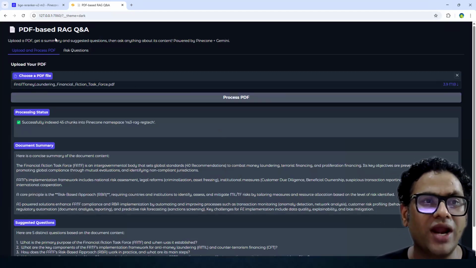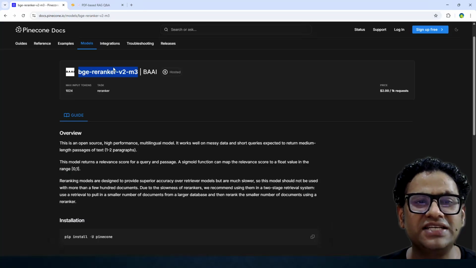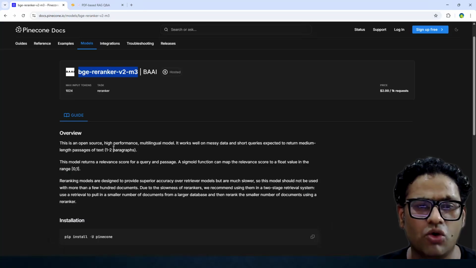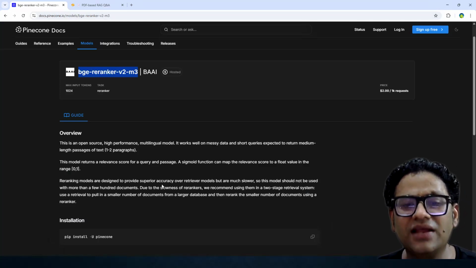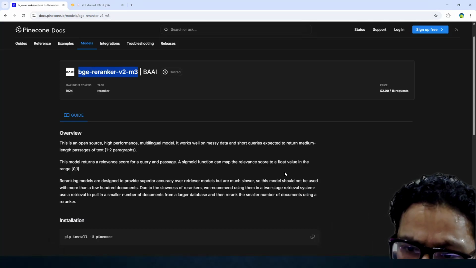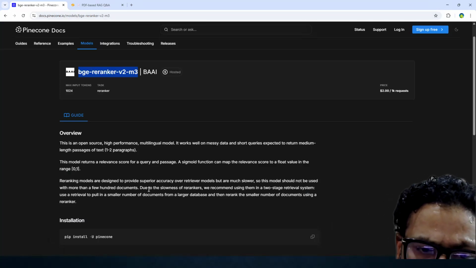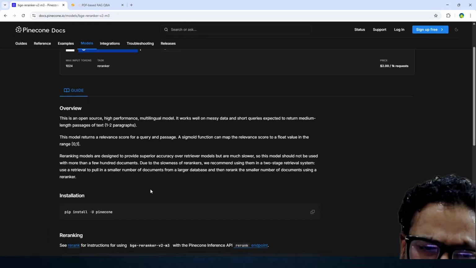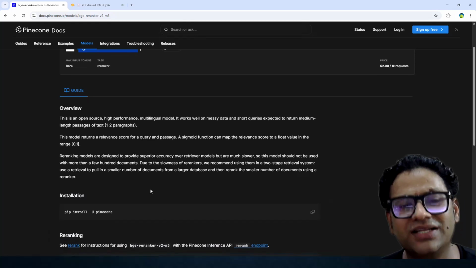model, right? So what I did is I tried to use this BGE reranker v2-m3. This is the open source one, and you can read down. Re-ranking models are designed to provide superior accuracy over the retriever models, but are much slower. So the model should not be used with more than a few hundred documents. If you have hundreds of documents, then you should not use it.